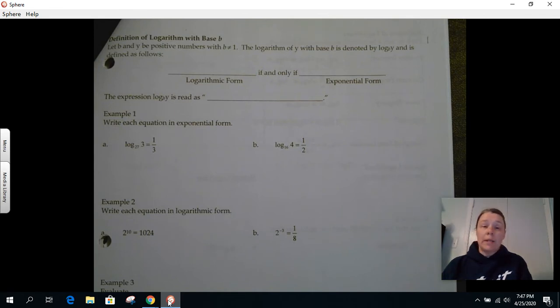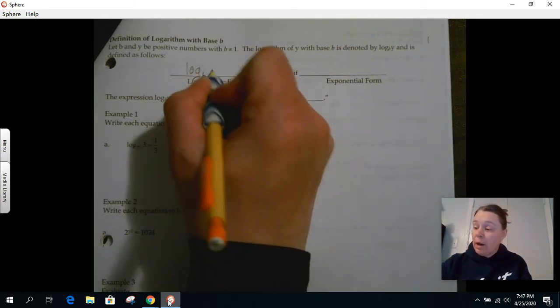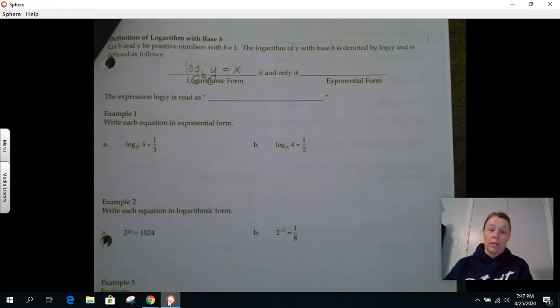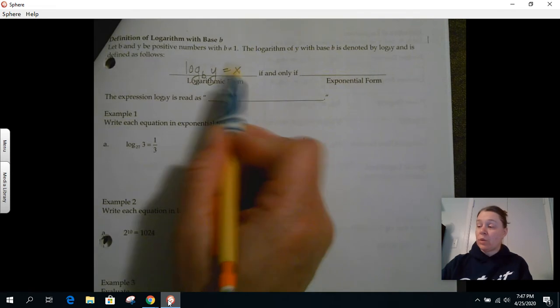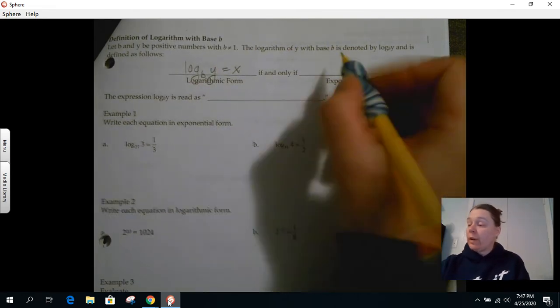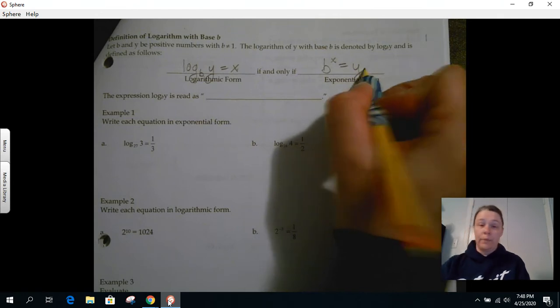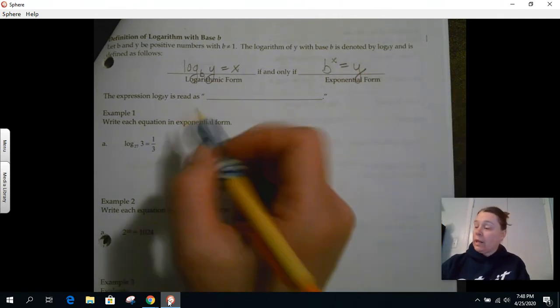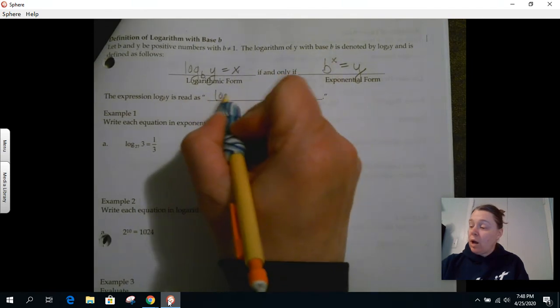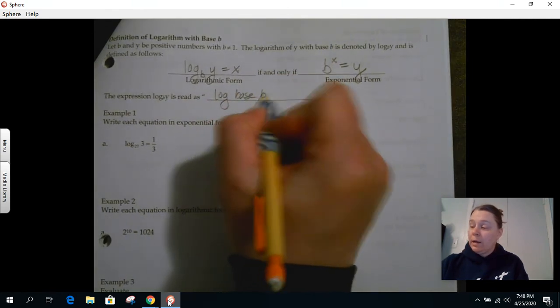I wanted to skip over that stuff because I wanted to practice a little bit more with the basics. So our definition of logarithm: if b and y are positive numbers with b not equal to 1, the logarithm of y with base b is denoted as log base b of y and is defined as the following. If I have log base b of y equals x, that's our logarithmic form, right? That's true if and only if b to the x equals y. And this is how we read this expression: log base b of y.